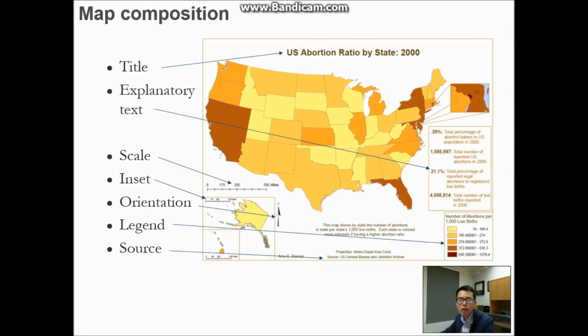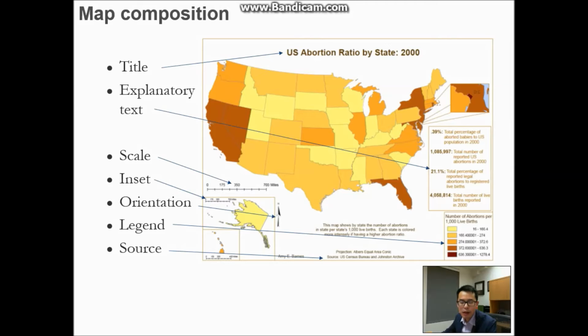So next, we talk about the map composition. When you think about a map, there are certain elements that should be added into the map. For example, a map should always have a title that tells you, the reader, what this map is about. And then some maps will have elementary text telling you the basic facts about this map. And the scale is very necessary. It tells you the actual size of the object on the map.